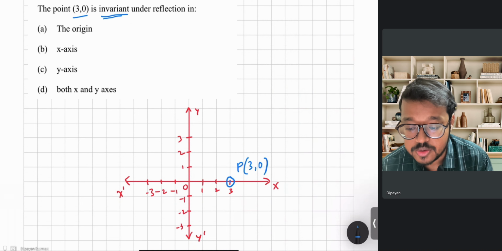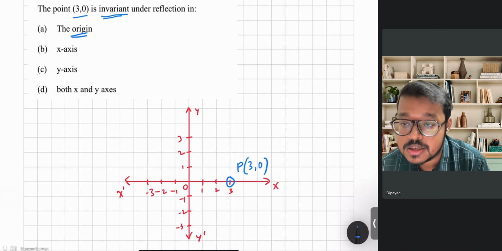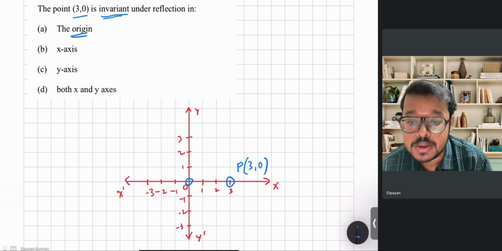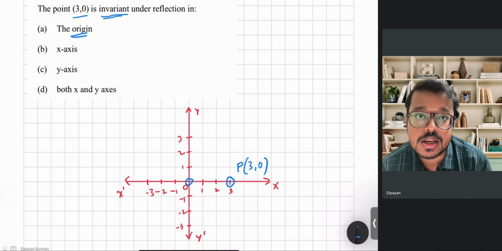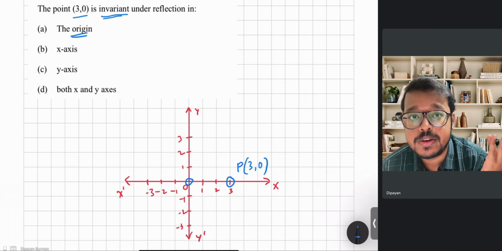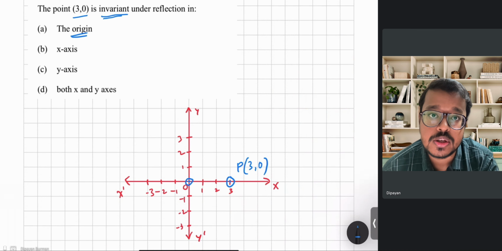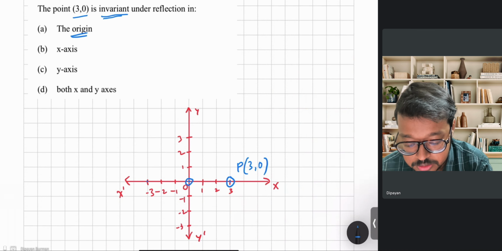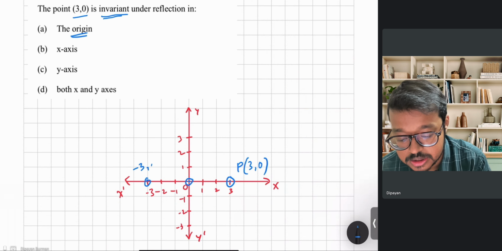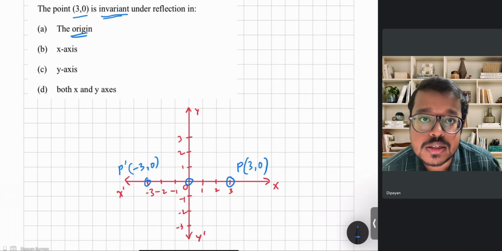And now suppose I look at the options given under reflection in what. Suppose we are reflecting it about the origin. The origin is over here. So imagine that the origin is now acting as a mirror. Object is at (3, 0). So the image will be formed 3 units on the other side. Right now point P is 3 units on the right of the origin, so the image will be formed 3 units on the left of the origin. But we see that the image is now changing, it becomes (-3, 0). So I don't say that that is invariant.